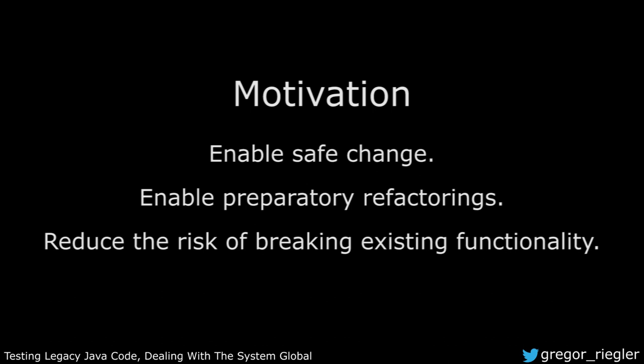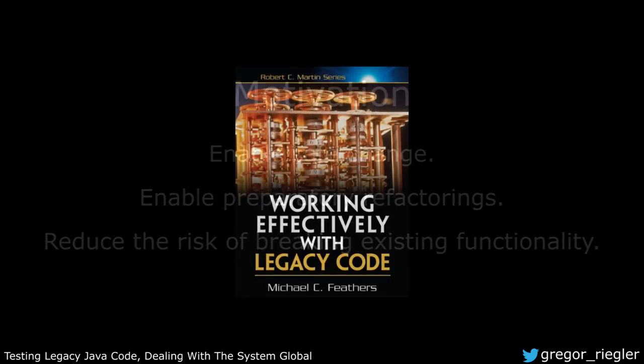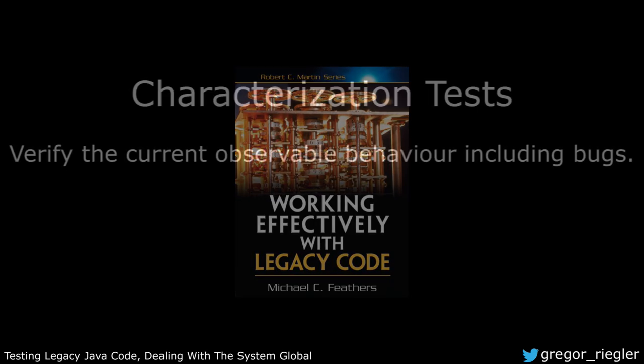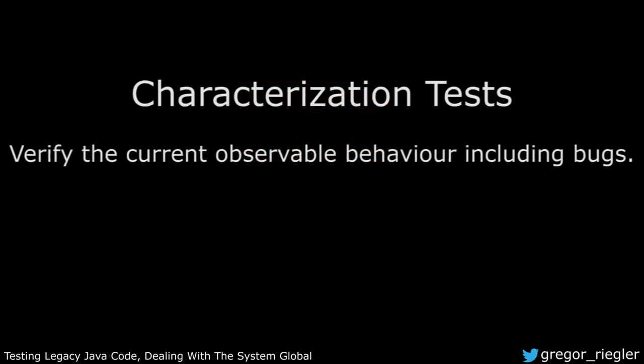But what kind of tests do we want to add? We want to add characterization tests. The term was coined by Michael Feathers in his brilliant book Working Effectively with Legacy Code, which I highly recommend. Characterization tests verify the system's current observable behavior, including bugs. After running the tests, the result should tell if the software is still doing what we expect it to do.